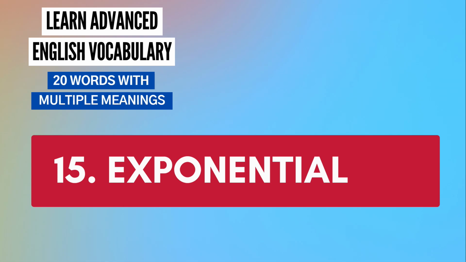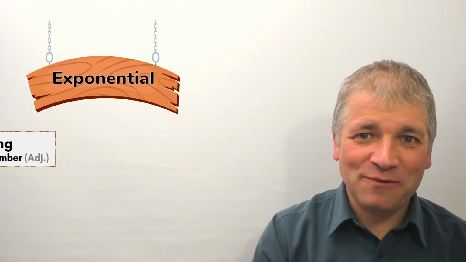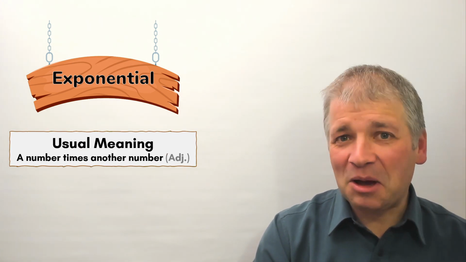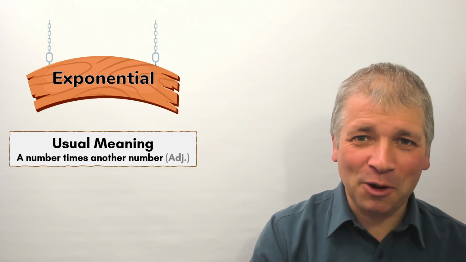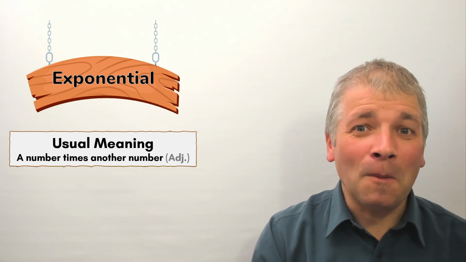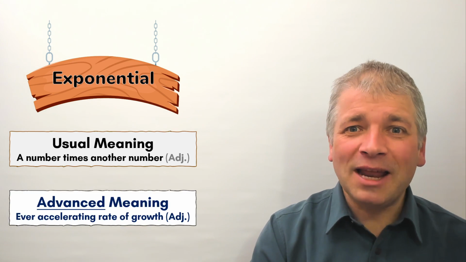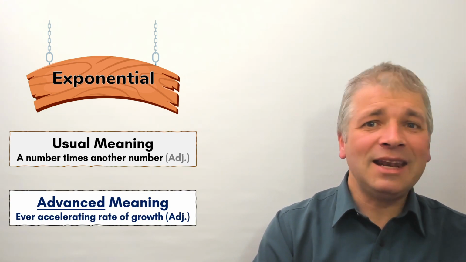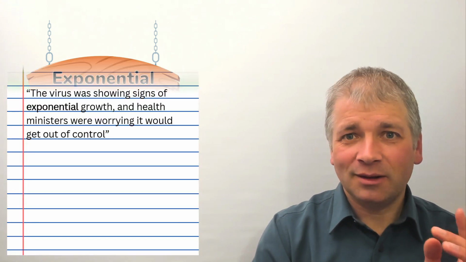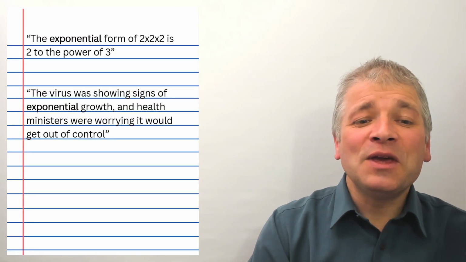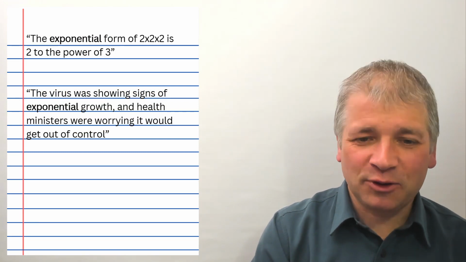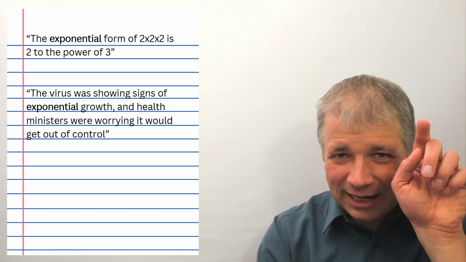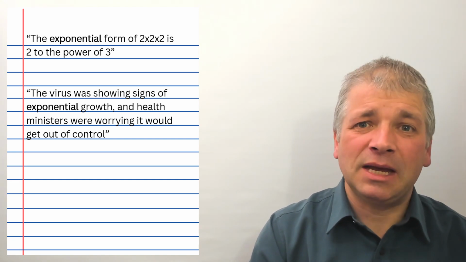Word 15 is exponential. So if you've studied maths, you'll know that exponential means a number multiplied by itself a number of times. I'll give you an example in a moment if you can't remember your maths lessons. But exponential also could simply mean an ever accelerating rate of growth in anything at all. Let's look at those examples then. So the exponential form of 2 times 2 times 2 is 2 to the power of 3. So you have that number 2 and then a little 3 next to it. And that's what it means in maths.